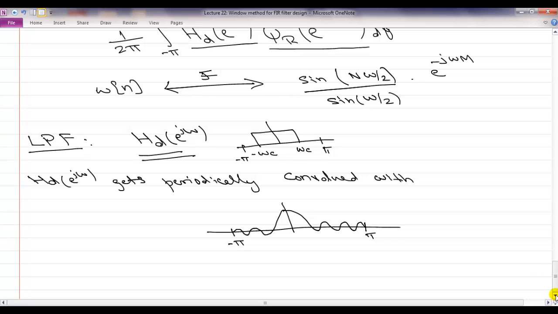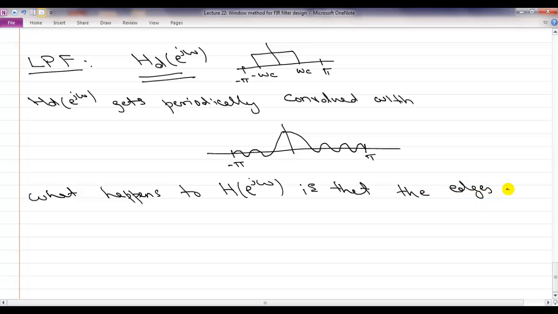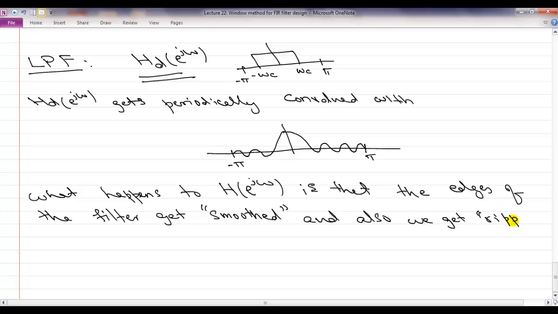So what will be happening to my frequency response? What happens to H of e to the j omega is that the edges of the filter get smoothed, and the smoothing effect happens because you are doing this convolution with this sinc-like function which has a huge bump with a non-negligible width. Okay. And also what happens is that you get ripples in your final frequency response in H of e to the j omega.